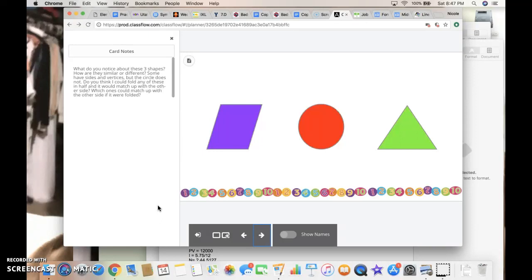You can notice that some of them, the purple and the green one, have sides and vertices, but the circle, the red one in the middle, does not. Do you think I could fold any of these in half and it would match up with the other side? And which ones do you think could match up with the other side if it were folded? The red one could, circle, and the triangle could if you fold it in half, but the purple one, the parallelogram, cannot.